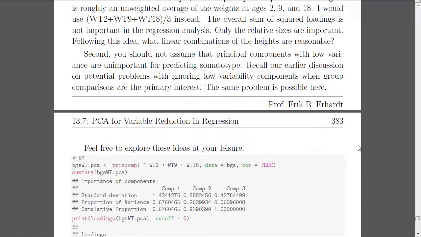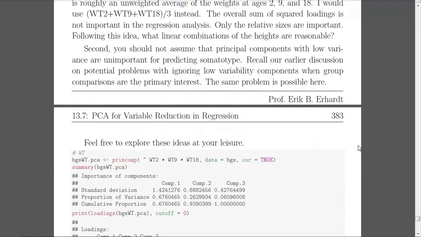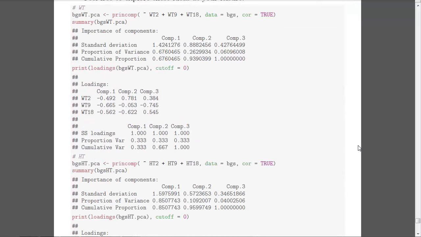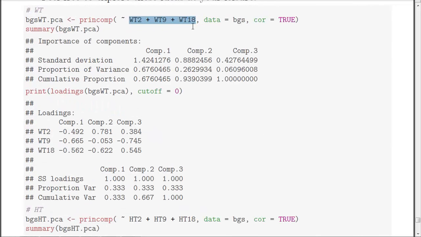All right, so I have tons of output here, and I'm going to discuss the computer output and hit some of those points above, and I encourage you to read those. So what I'm going to do is perform principal component analysis on just the 3 weight variables. And let me zoom back in now.